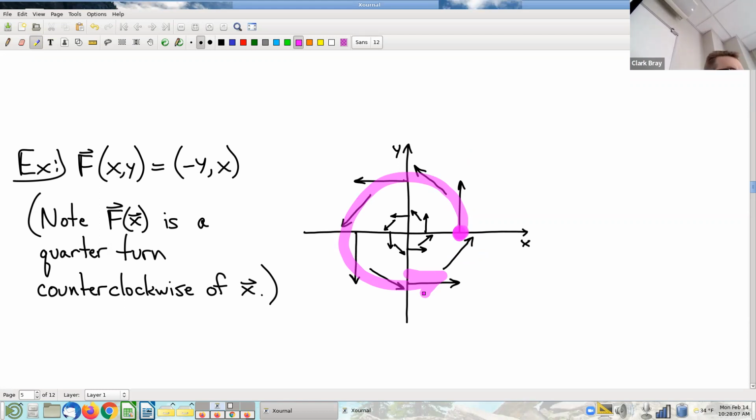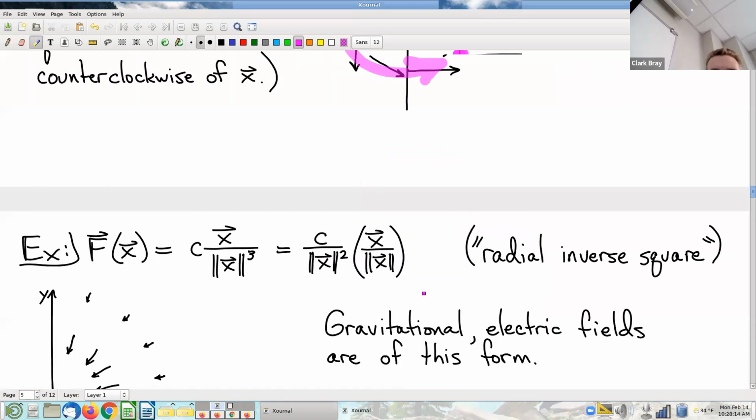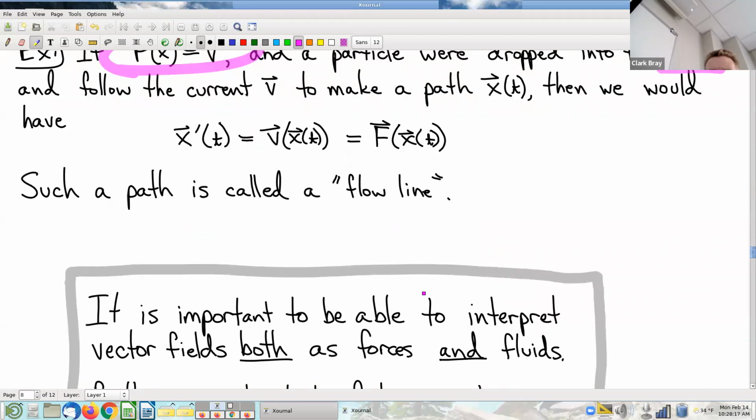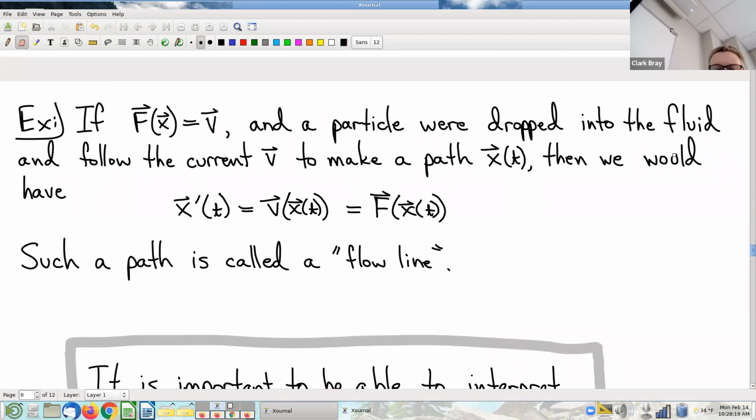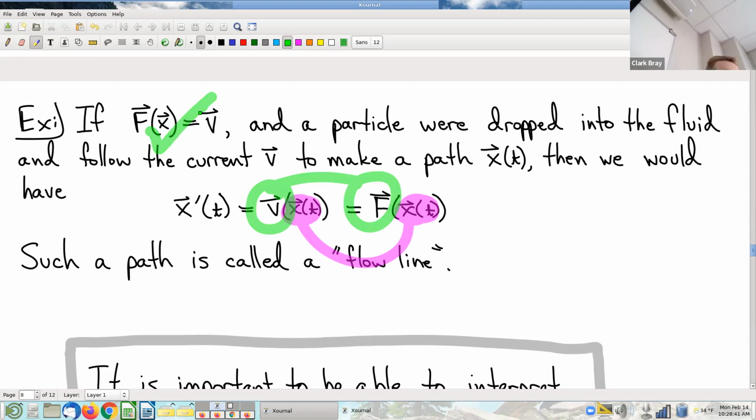So how would we find this curve? Okay, it's called a flow line. How do we find that curve? Well, of course, x prime is velocity. This curve, we're trying to find x as a function of t. The derivative is the velocity. But velocity, at a given point, wherever you might happen to be, is what the vector field represents.